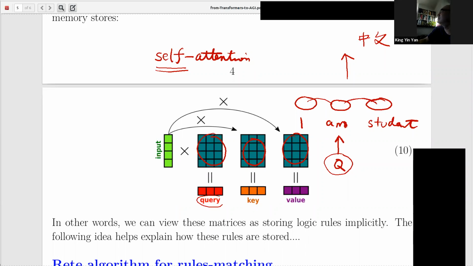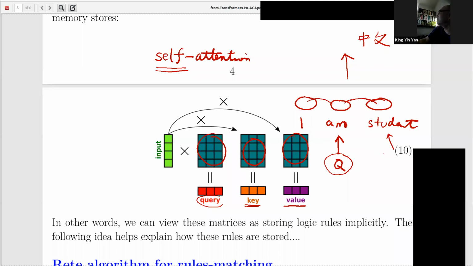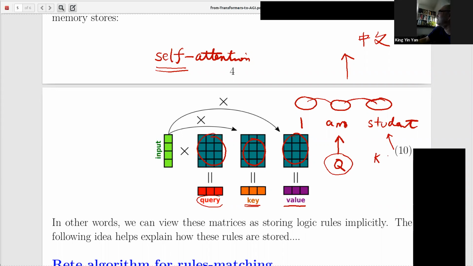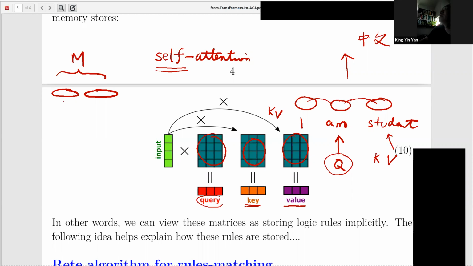Now the query will be a vector, but all these other words have the key and value. The query is "am". The key and the value are for the word "student", and there is also a key and value for the word "I". So all of these have keys and values. You remember the key and the value is the memory.